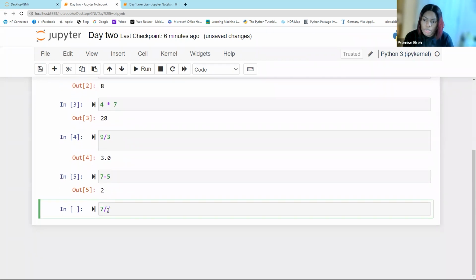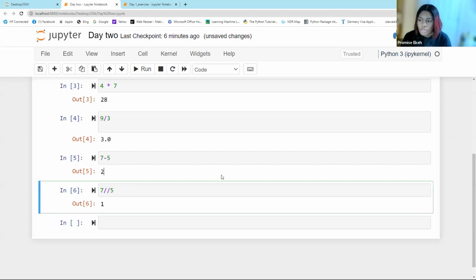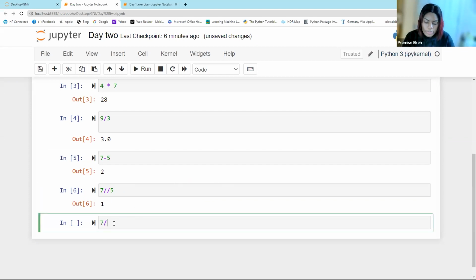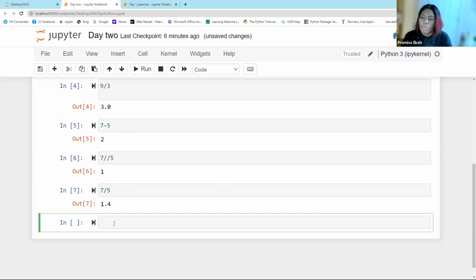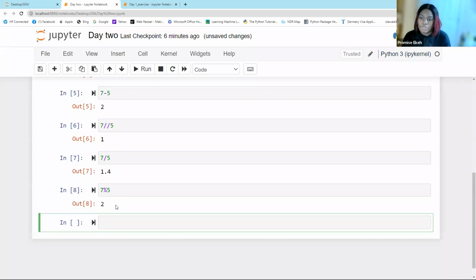Then we have double division sign. It gives you the whole number. So it gives you 1 because 7 divided by 5 is 1. So if I do normal 7 divided by 5, it gives me 1.4. So I have 1 remainder 2. Then if I do 7 modulus 5, it gives me 2. So it picks out the remainder. So this picks out the whole number.